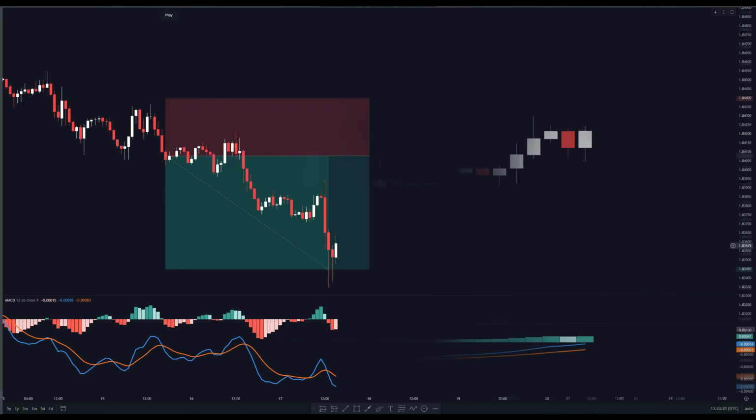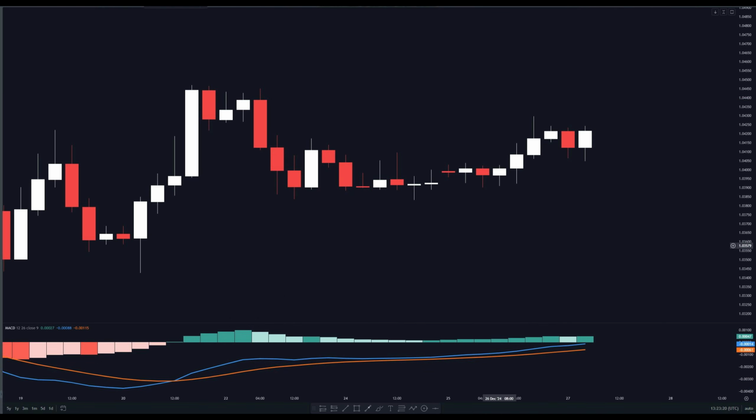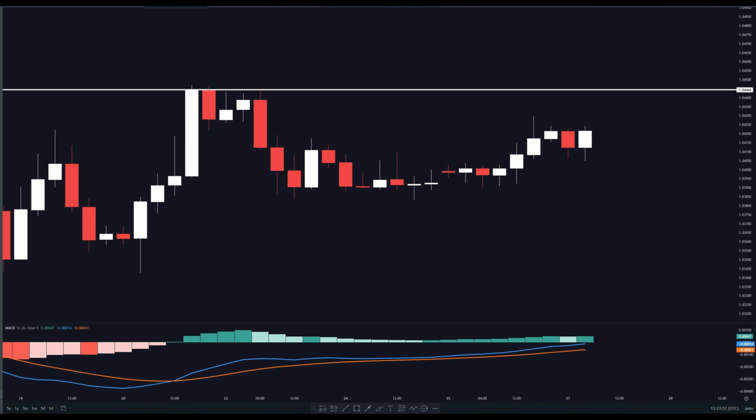Now let's move to a ranging market scenario and learn how to trade in ranging markets using MACD and price action. Here on the chart, we can see that the market is neither going upward nor downward, and is moving in a consolidation phase. So first of all, we have to identify any important key level. That can be a fresh recent key level, or a multiple rejections key level. As here we have this recent high as our key level, and we will wait for the price to tap on it.